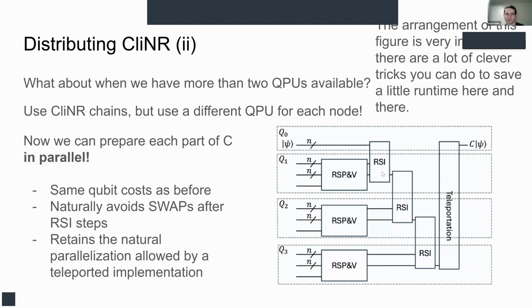Note here, because we're doing the injection in this chain, we're actually avoiding doing this final swap step on each of the intermediate parts. That's really nice because if you had to do swaps, that would be more intermodule gates. And it's worth remembering that even this is intermodule 1. It's actually 3 intermodule gates because of the swaps. We're also retaining the parallelization that we get from doing this via teleportation.